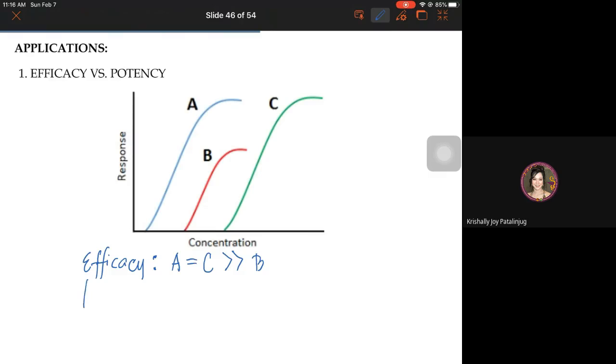Then for the potency, the most potent among the three would be drug A. I'm sorry, drug A. Followed by drug B, and the least potent would be drug C. So this is how we identify the efficacy and potency of a drug being plotted in a dose response curve.